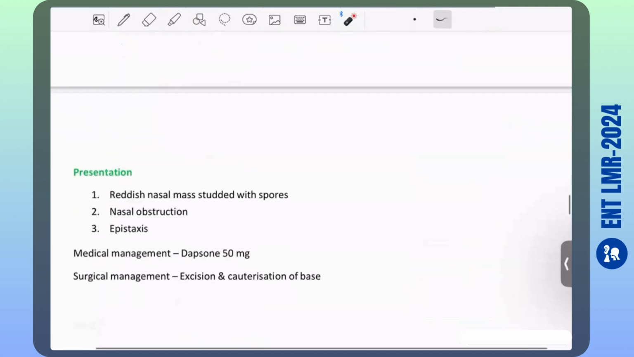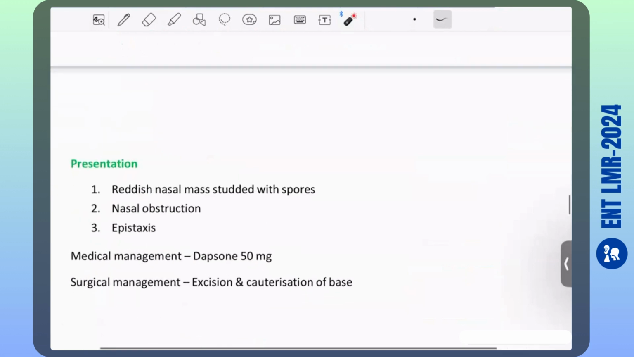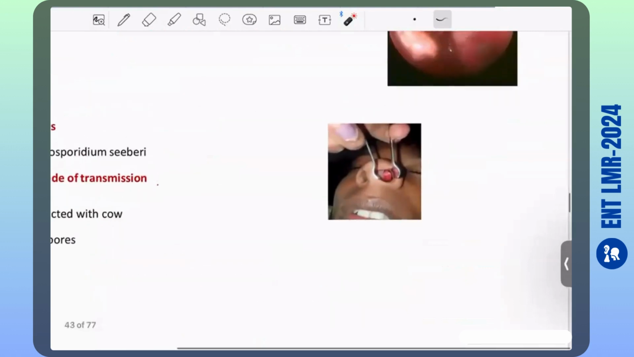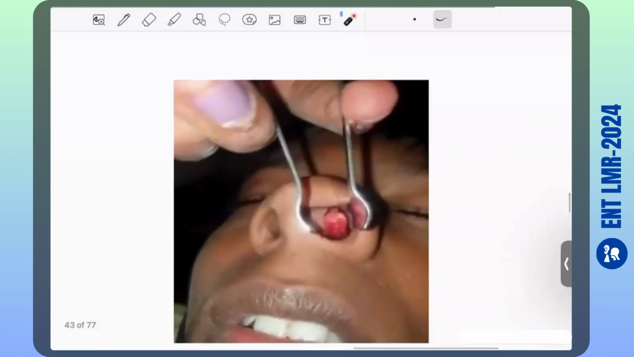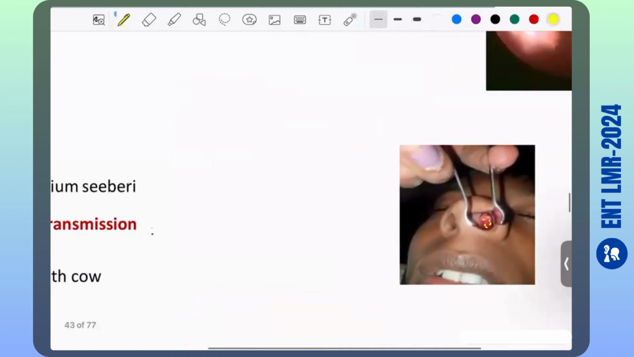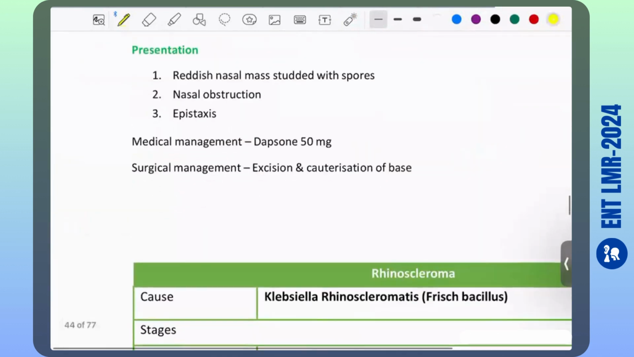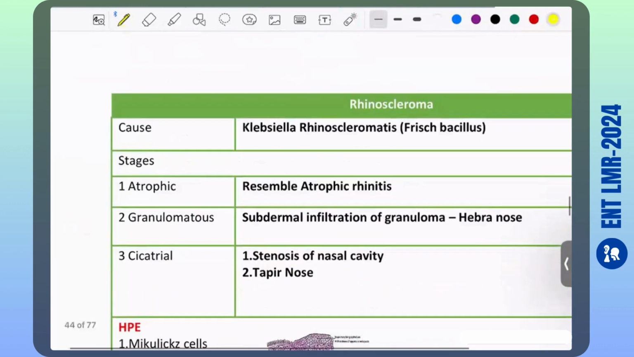What is the presentation? Reddish nasal mass which is studded with spores. There will be nasal obstruction and epistaxis. When we look into this picture, we could see small spores here and there. So that is the presentation of rhinosporidiosis. Treatment, very important: dapsone can be given. To halt the growth of the protozoa, you could give dapsone 50 milligram. And for surgical treatment, you could surgically excise and cauterize the base.